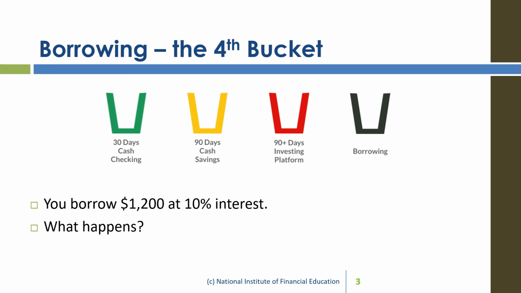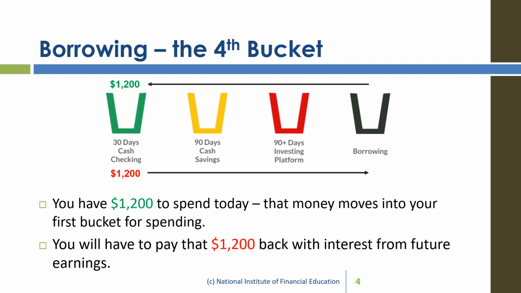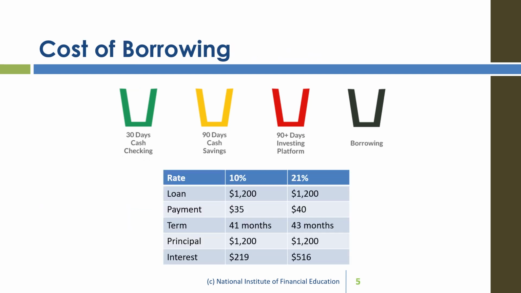If you want to borrow $1,200 at 10%, it's important to understand what happens. Today, that $1,200 goes into your green bucket for current spending, but you are creating an obligation that will have to be paid back from future earnings. It's like you now have a little hole in that bucket. Now that it is borrowed, you have to pay it back.